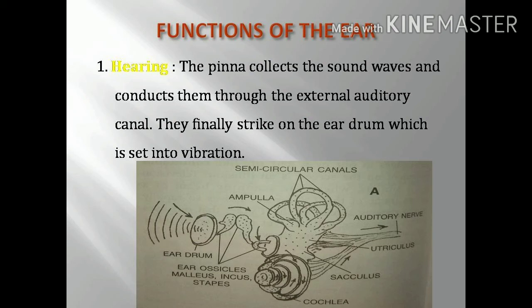In the diagram, you can observe the arrow mark. So here the pinna collects the sound waves, then through the auditory canal, it strikes the eardrum. The eardrum undergoes the vibration. That vibration is transmitted to the malleus, incus and stapes, and the stapes is connected to the oval window. So that vibration through the oval window enters inside the cochlear region.